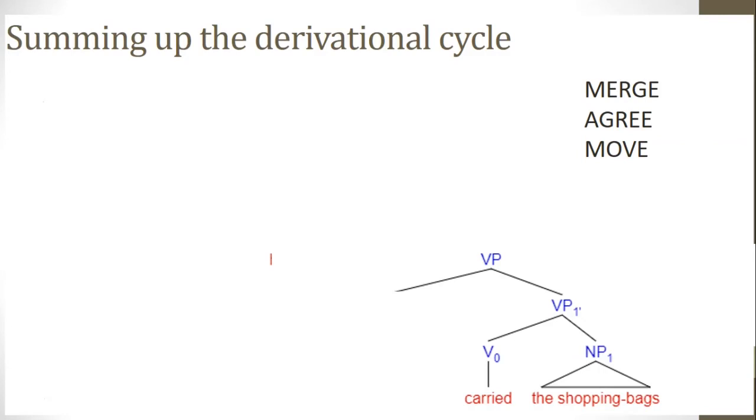So having already built an object in a very similar way, we merge that object into the complement of the verb carry. The noun phrase requires a theta role, and the verb has a theta role to offer, so the verb applies a theta role to the noun phrase, probably in an agreement process. At this point, there is no movement that needs to apply, and so the cycle starts again with merging a noun phrase into the specifier of the verb phrase.